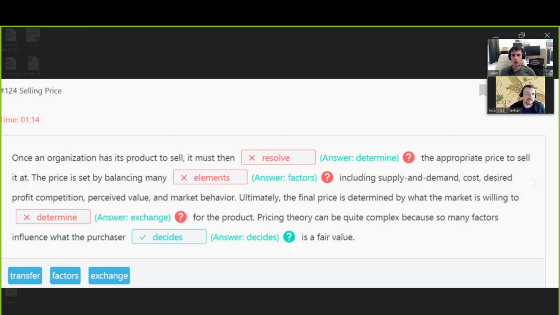I think in the sentence, the price is set by balancing many elements. I think elements versus factors there is almost the same. But they always use factors. Yeah, so I guess elements implies components, whereas factors implies things that need to be taken into consideration.